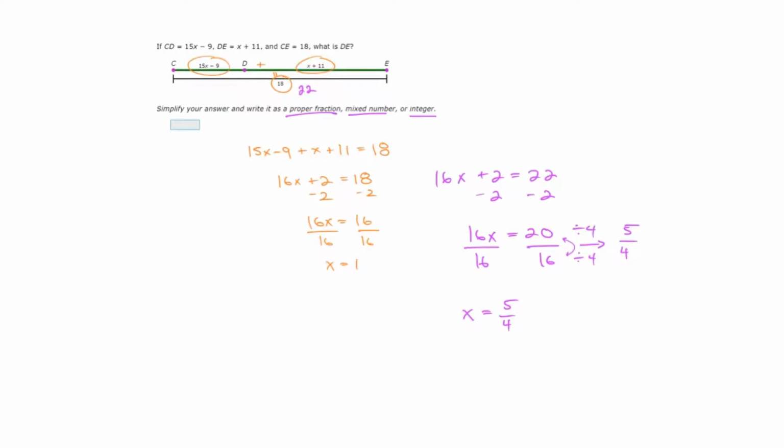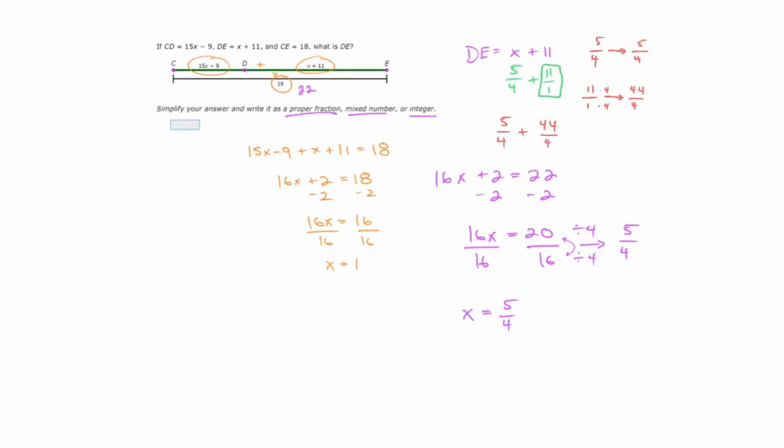If I'm substituting into DE, and DE is equal to x plus 11, I'm going to substitute in the 5 over 4 plus 11. What we need to do is talk about how we can change this 11 over 1 to have a like denominator. I have 5 over 4, and the lowest common denominator is 4, and I have 11 over 1. I'm changing the fraction to have a like denominator, so I'm doing times 4 on the top and bottom, 44 over 4. So I end up with 5 over 4 plus 44 over 4.